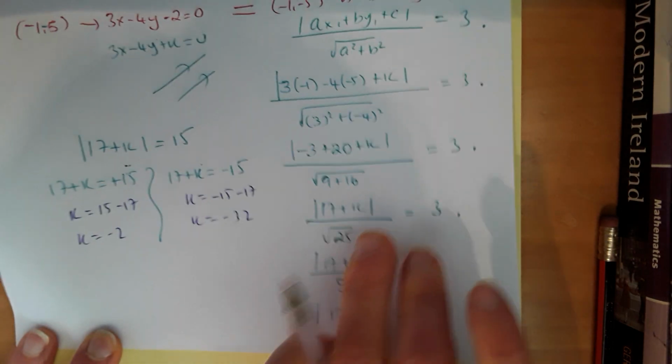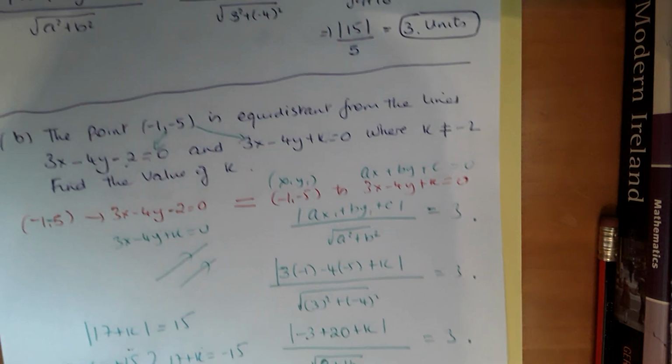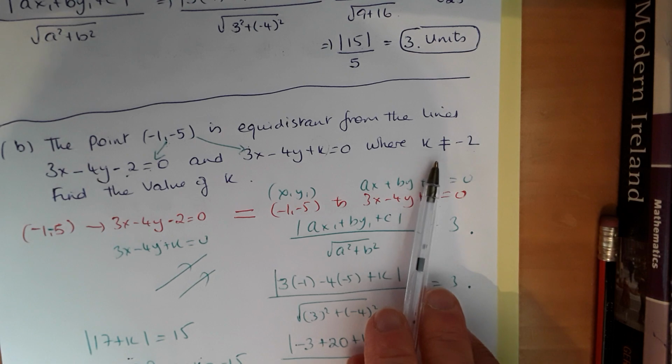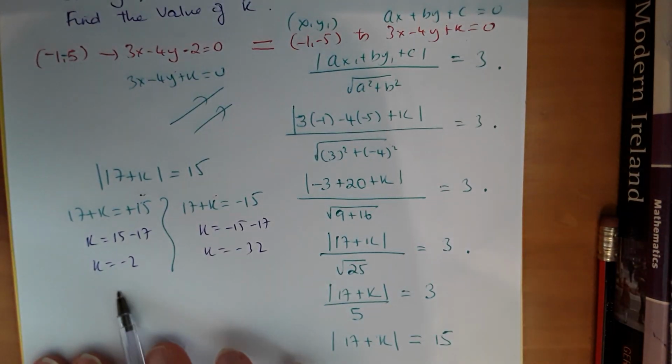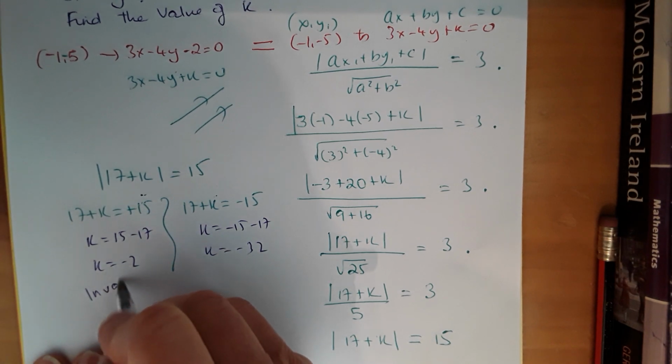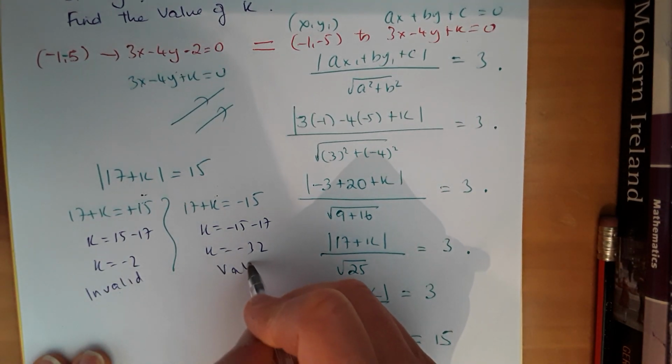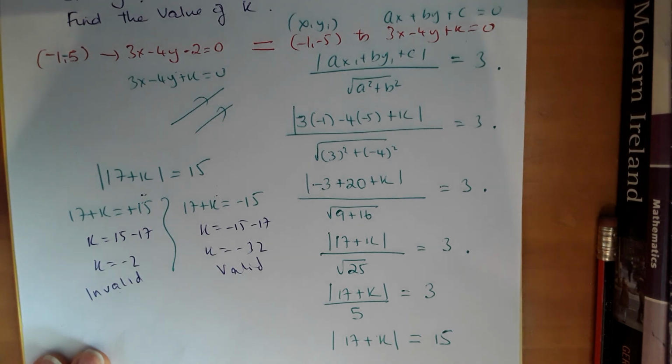Now, two answers. Go back up and see, was there any restriction on the question? And there was. k is not equal to -2. So if k is not equal to -2, this answer is invalid and this one is valid. All right? So another variation of those questions.